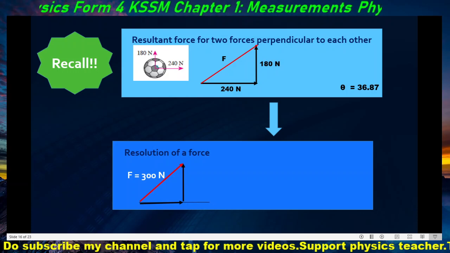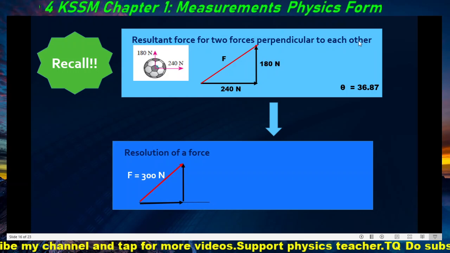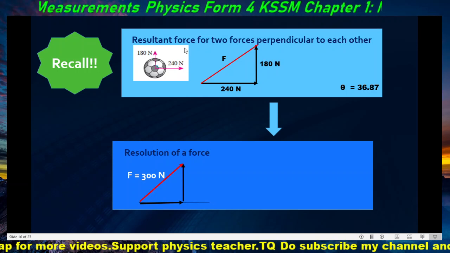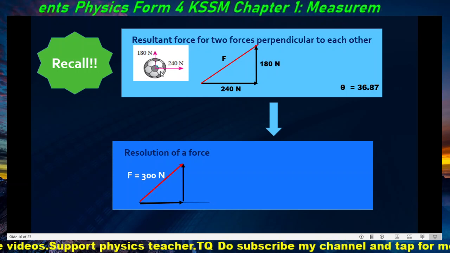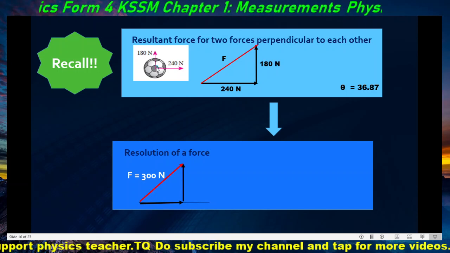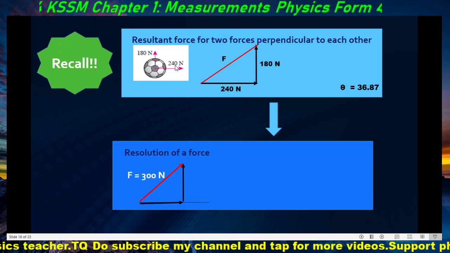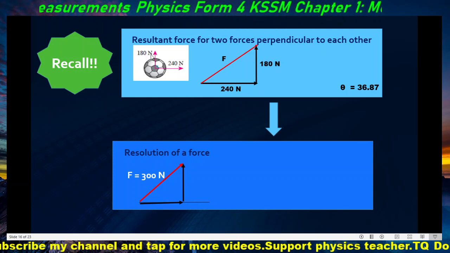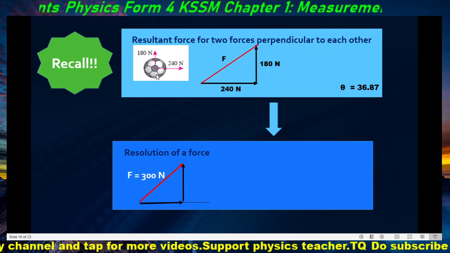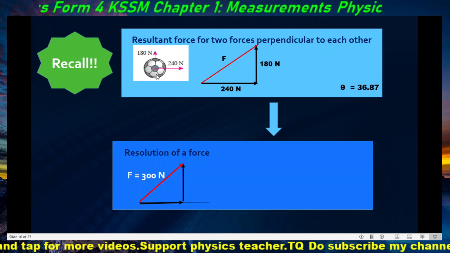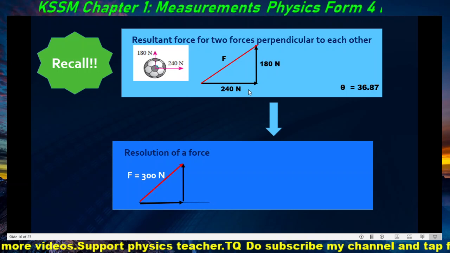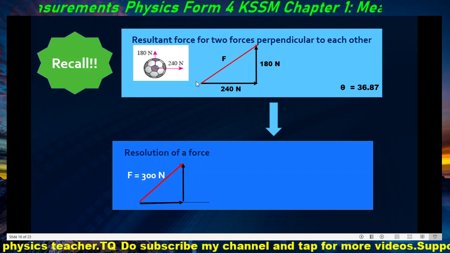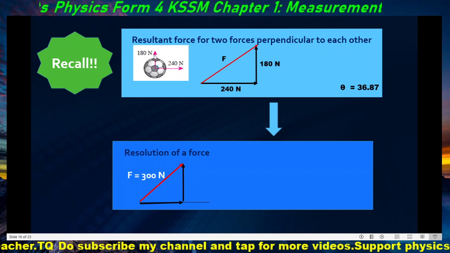Resultant force for two forces perpendicular to each other. You still remember this picture? There are two forces acting perpendicular on the ball, 240 Newton and 180 Newton. If you want to determine the resultant force of the two forces, what do you do? You can sketch a vector triangle, and the third side will be the resultant force of the two forces.